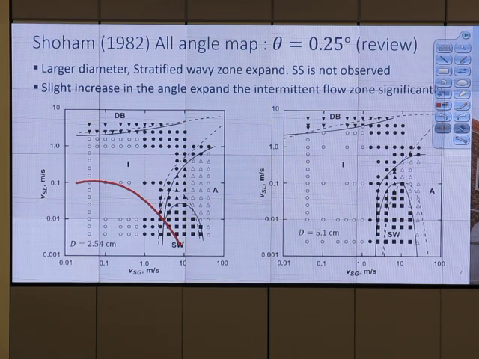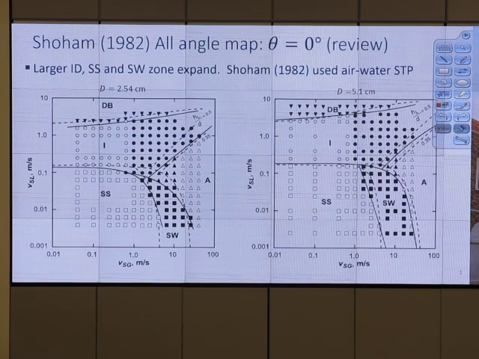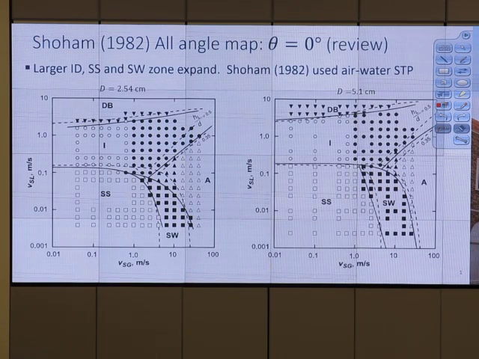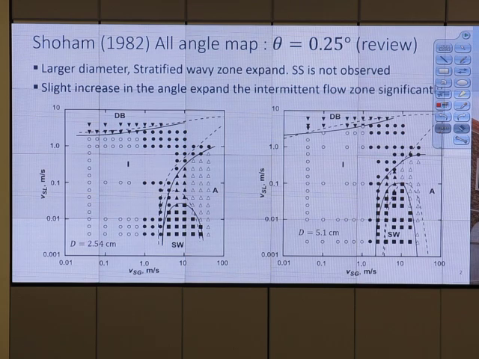Now when we increase the angle a little bit, that part is kind of gone, right? The stratified region shifts completely, and you see this square shape. That is stratified smooth, right? So when we increase the angle, I don't see stratified smooth. I have just stratified wavy. And that angle is just 0.25, not very much. Just 0.25, and I cannot see stratified smooth anymore.